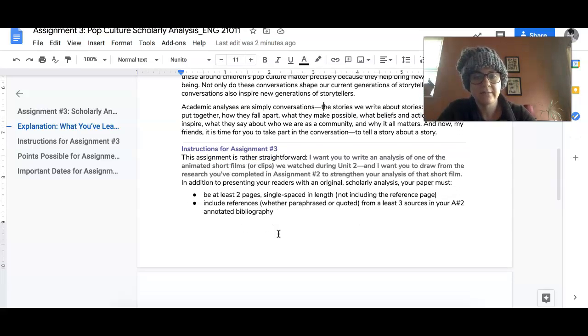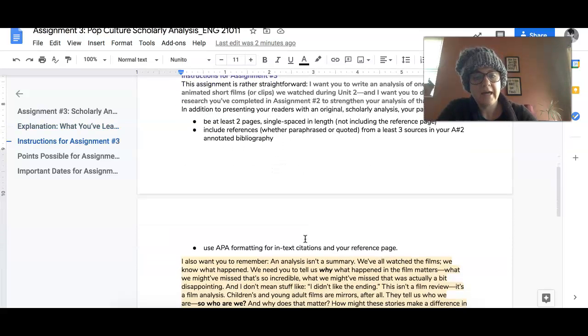All right, so just sort of keep that in mind. I know sometimes research changes a tiny bit. And then you obviously need to use APA formatting for your in-text citations and for generating your reference page, okay?